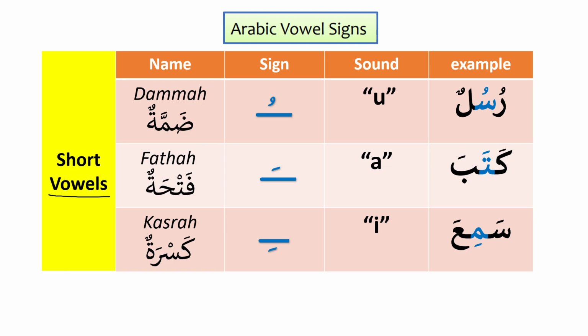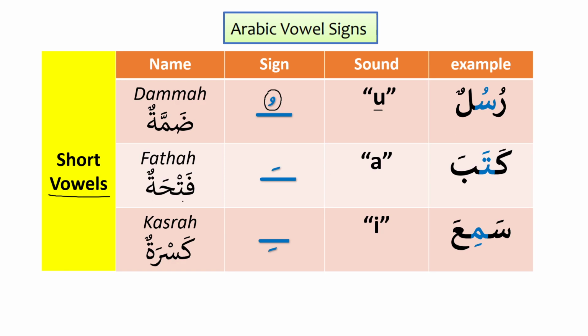So the first one, since we are learning Arabic, we need to know the names in Arabic. The first one we can see here is round, like a comma. It's Dhamma. It's called Dhammatun, and it has the U sound, as we can see over here. Rusulun, Rusulun. It shouldn't be pronounced as Rosulun because it's the Ru sound. So it's basically Dhamma. So it will be Rusulun.